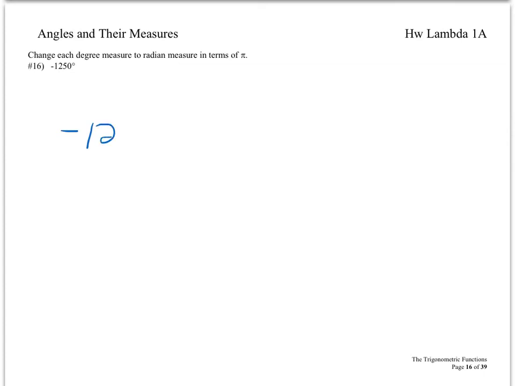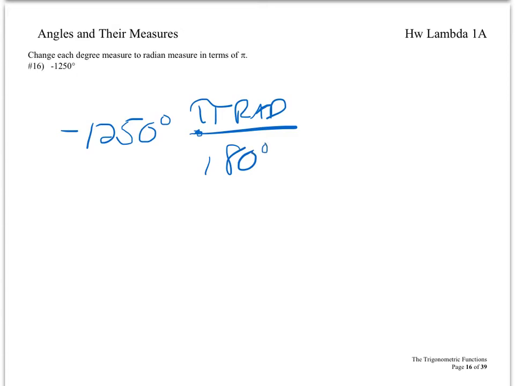So to convert negative 1,250 degrees into radians, we're going to multiply it by pi radians over 180 degrees. You can divide the top and bottom by degrees. You can divide the top and bottom by 10. 125's only factors are 5, 5, and 5. 180's factors are 2 and 9. So this does not reduce.